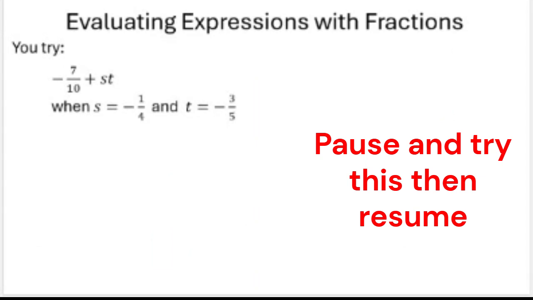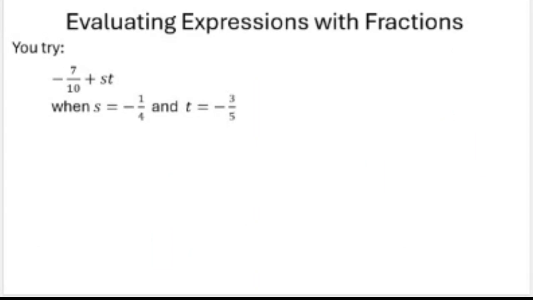So -7/10 plus s times t. Let's take that first step where the s gets replaced by a bracket and the t gets replaced by a bracket. Those numbers go inside the brackets, -1/4 and -3/5. Now, order of operations, so this is -7/10 plus, so that's going to be the last thing we do. This times that multiplication is going to be the first thing we do.